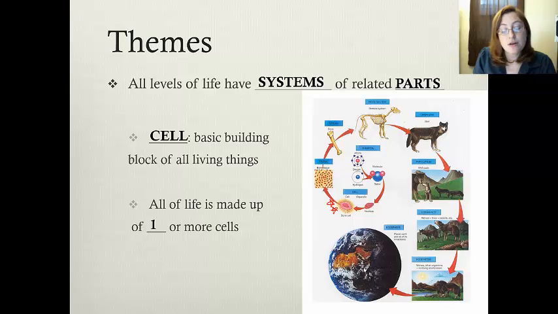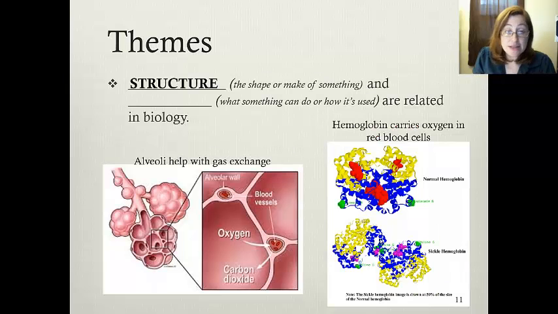Okay, so systems of related parts. The next theme, and this is a really big one, we're going to talk about this a lot. The structure of something and its function are going to be related. So the structure is basically its shape or the form of something, and that's going to determine how it is used or what it can do. So I have two really great examples here. Okay, your lungs are shaped in such a way so that you can bring in oxygen and you can exhale carbon dioxide. And that needs to travel throughout your body.